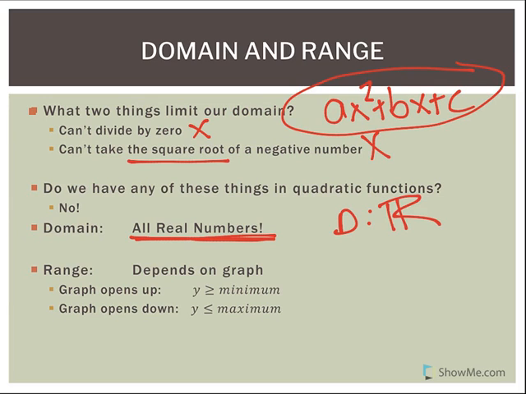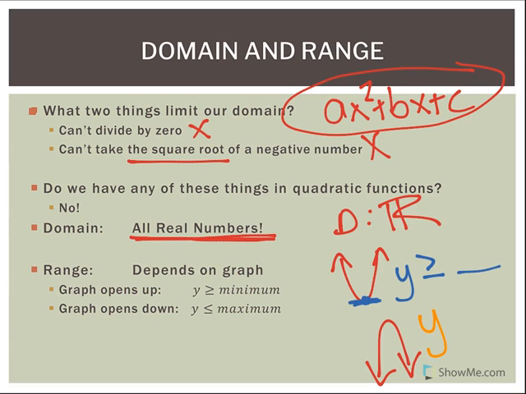Now, what's your range going to look like? Well, again, this depends on whether your graph opens up or opens down. If my graph opens up, it's going to be all y values that are greater than or equal to whatever that value is here at my vertex. If my graph opens down, it's y values that are less than or equal to whatever the y value is of my vertex.